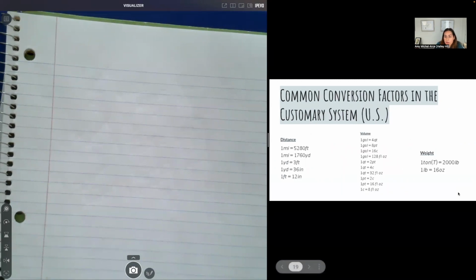And here are the ones that are most commonly used in the US. 1 mile is the same as 5,280 feet. 1 mile is the same as 1,760 yards, and so on.